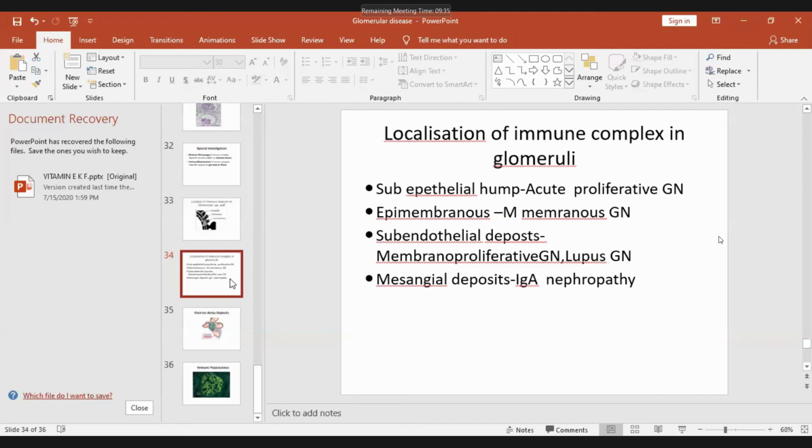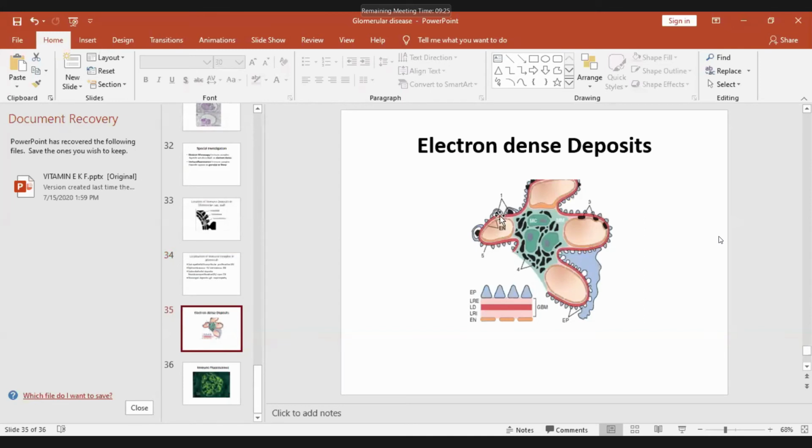Subendothelial deposit is seen in membranoproliferative and lupus glomerulonephritis. Mesangial deposit is seen in IgA nephropathy. So this is all what will be there. See, this one is a subepithelial hump. This is intramembranous or epimembranous. This third is subendothelial, and this is mesangial.